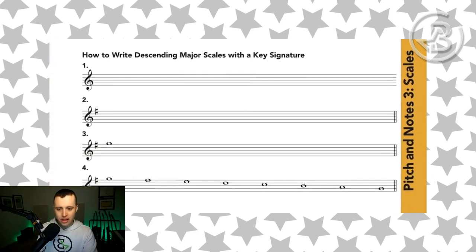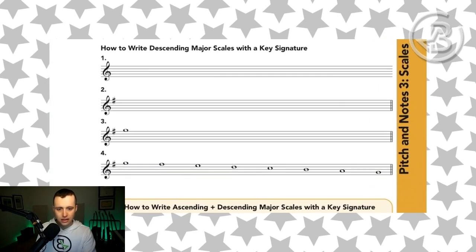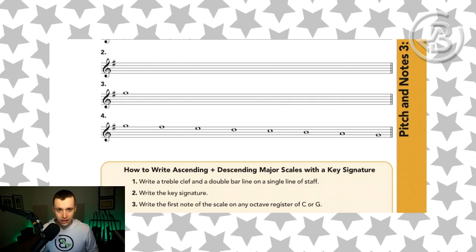Now it's the same thing for descending. Descending for G major, for example. You just write your treble clef and your double bar line. Then you write in your key signature, which for G major is just a sharp on line 5 for F. And then you write descending one note on every line and every space of the staff, just like you did for the major scales. But this time you don't need to worry about the whole and the half steps because the key signature takes care of that.